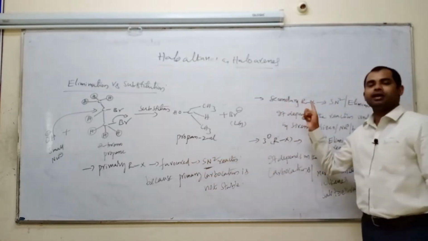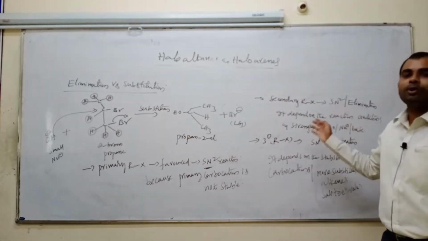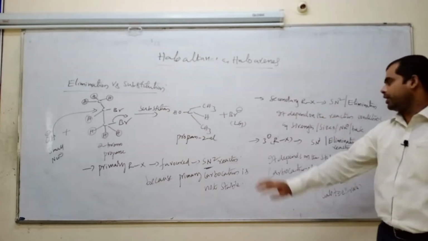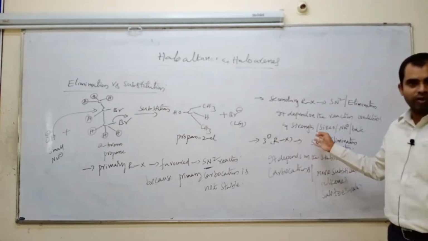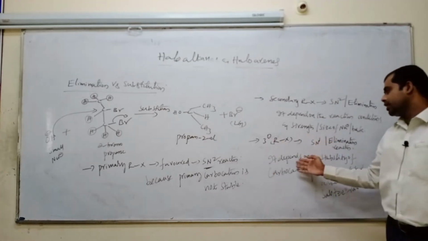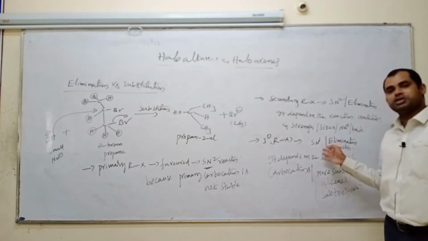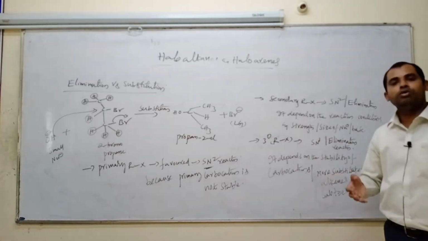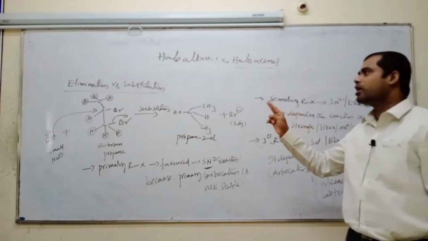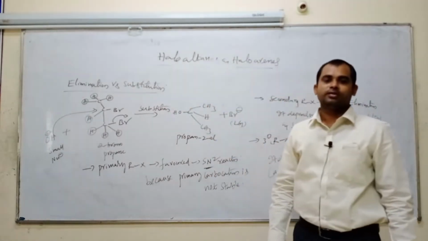Second, a secondary alkyl halide undergoes either SN2 or elimination, depending upon the size of the nucleophile or base. A tertiary alkyl halide always favors either SN1 or elimination. If it undergoes SN1, it depends upon the stability of the carbocation. If it undergoes elimination, it depends upon the more substituted alkene as the major product. So this is the way to differentiate between elimination versus substitution.